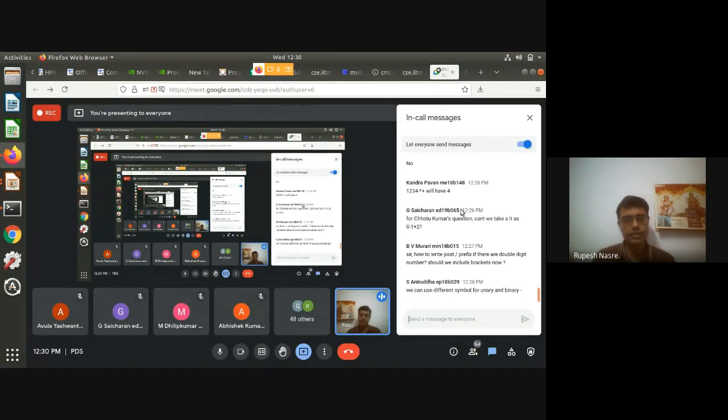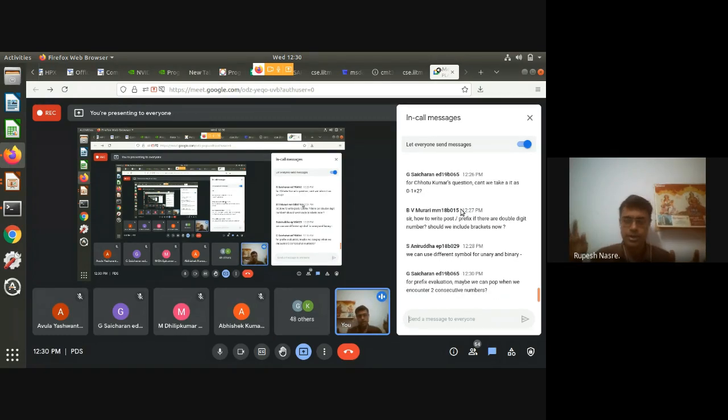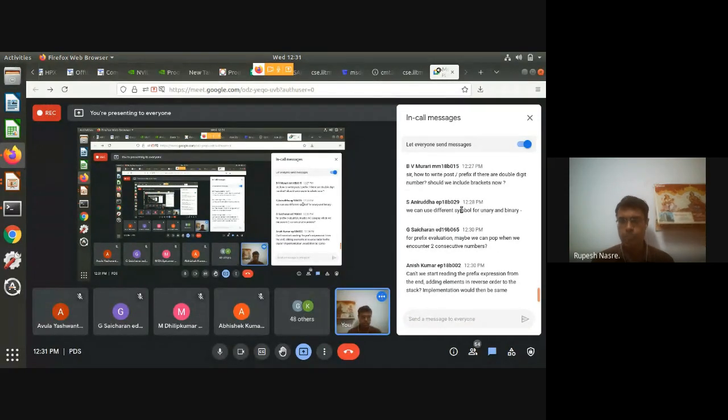It's not necessary that everything can be represented using a string. Or if you want to represent a string, you have those separated by spaces, but then you will have to convert that number. I mean, 1, 2, 3, 4, if that appears, you'll have to convert it into actual 1234, like that. So for now, for making our life simple, we are just using single digit numbers. Okay. Then Saicharan says, for prefix evaluation, maybe we can pop when we encounter two consecutive numbers. We'll come to that, Saicharan. Don't worry. We'll do prefix evaluation also.